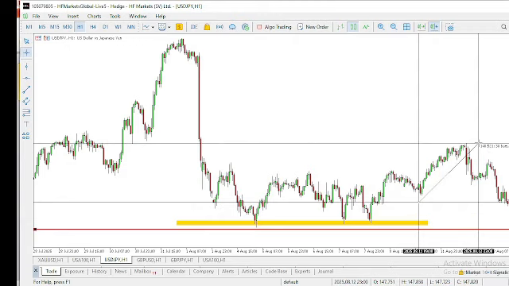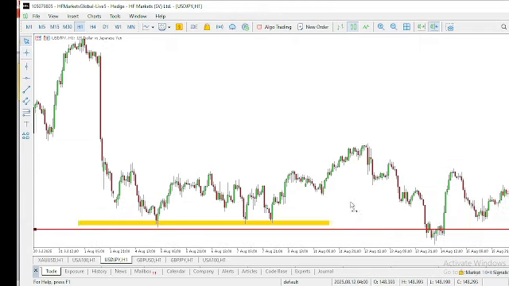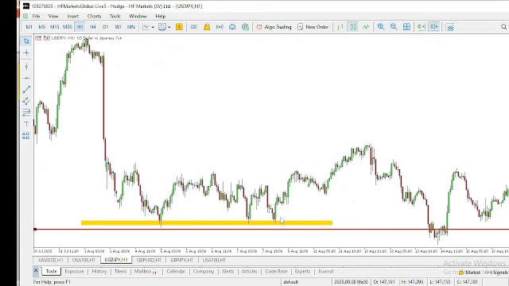The price came as far as 134 pips. 134 pips, and that's remarkable. You can see my bullish engulfing here. You see, bullish engulfing here, mighty, so mighty.